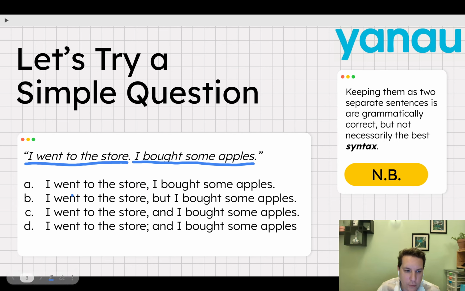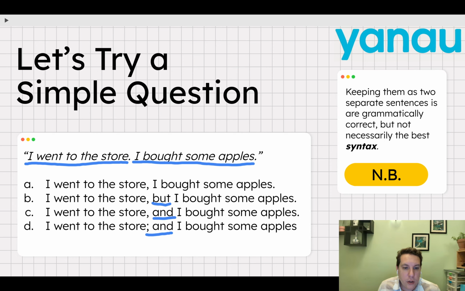So let's look here. Here we have four different choices. A: I went to the store, I bought some apples, with a comma. B: I went to the store, but I bought some apples. C: I went to the store, and I bought some apples. D: I went to the store, semicolon, and I bought some apples. So what is the right answer here?